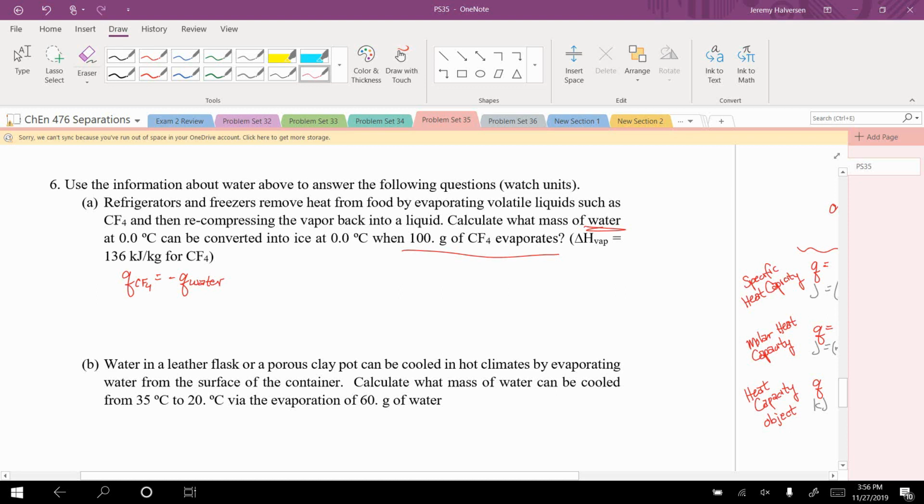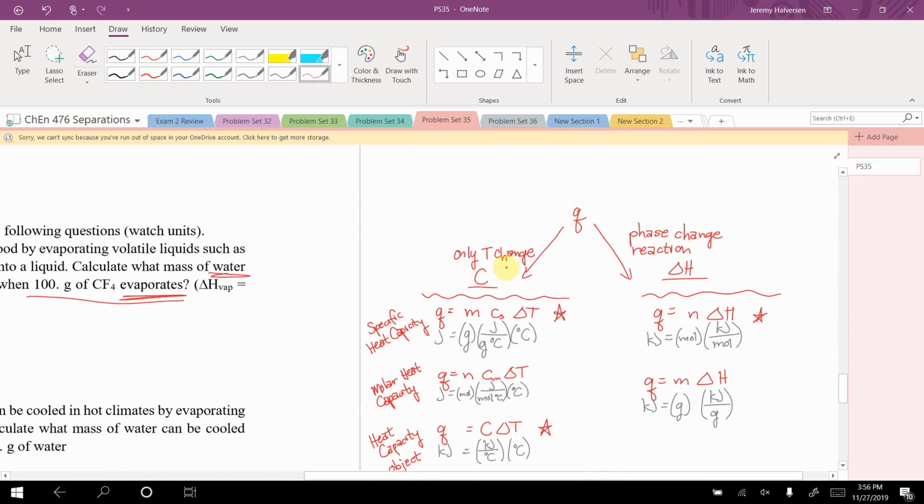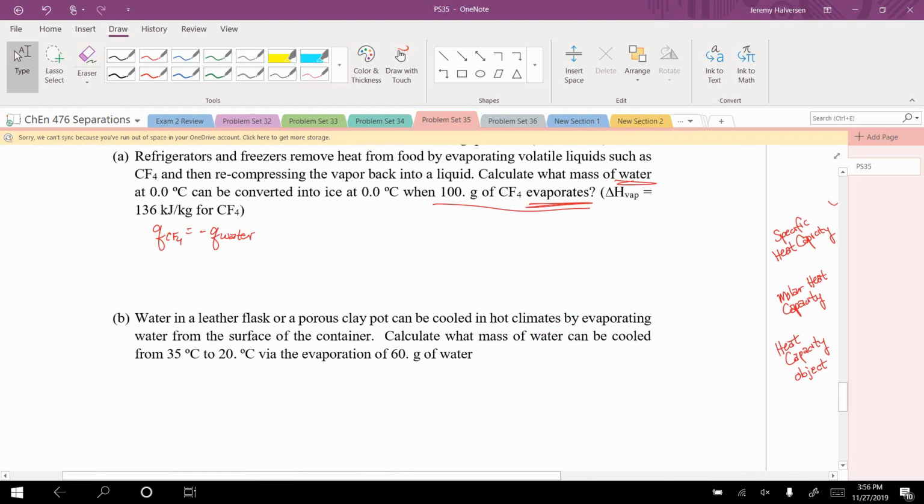So what's happening to the CF4? It's evaporating. My two options are I have a temperature change or I have a phase change reaction. In this case, if I'm evaporating, that's a phase change, so I'm going to replace the QCF4 with n CF4 delta H CF4, which is negative. Then I ask what's happened to my water. My water is liquid converting to ice, so it's also a phase change. So I've got n water, delta H water.